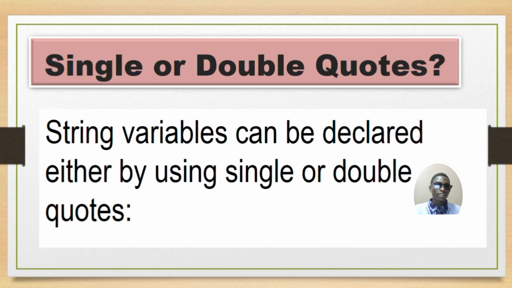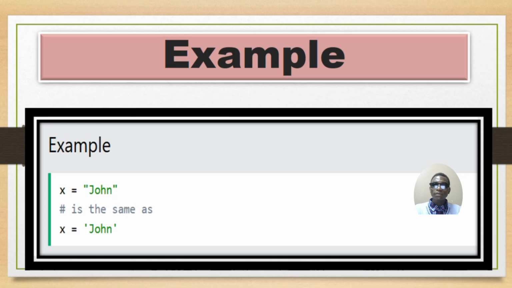So for example here, as we have seen, you can just write x which is equal to "John", or just name which is equal to "John". Do you see? It's the same as x which is equal to 'John' with single quote. Please understand this. You can use single quote or double quote as you see.